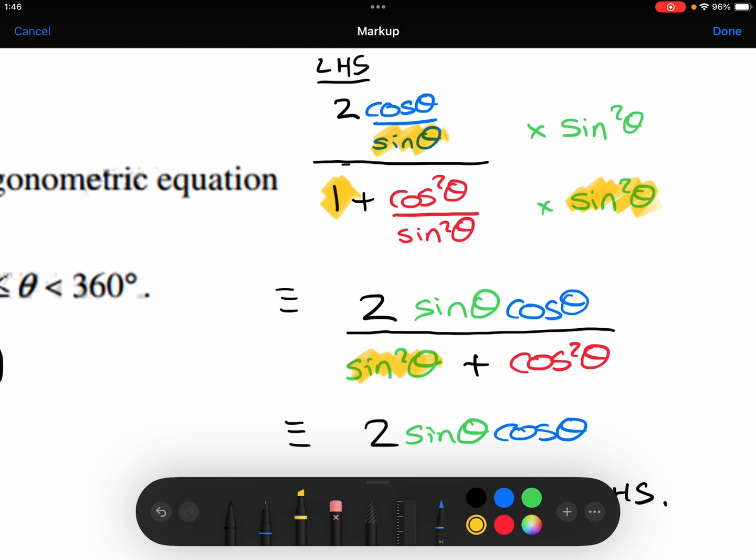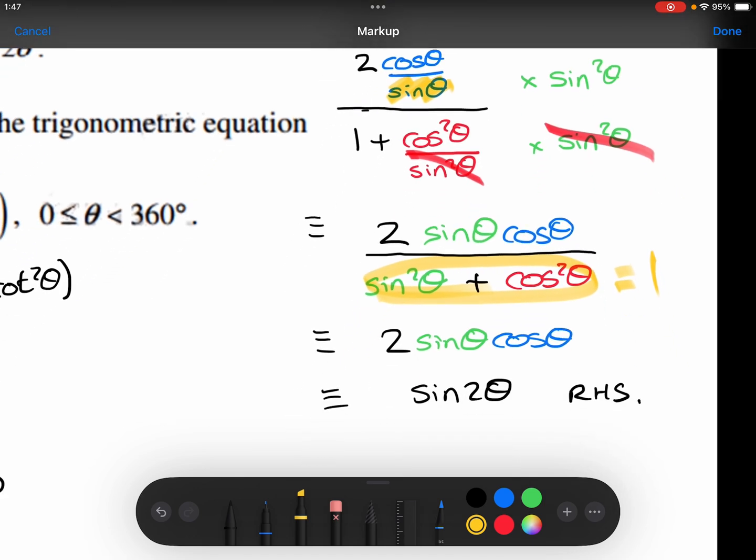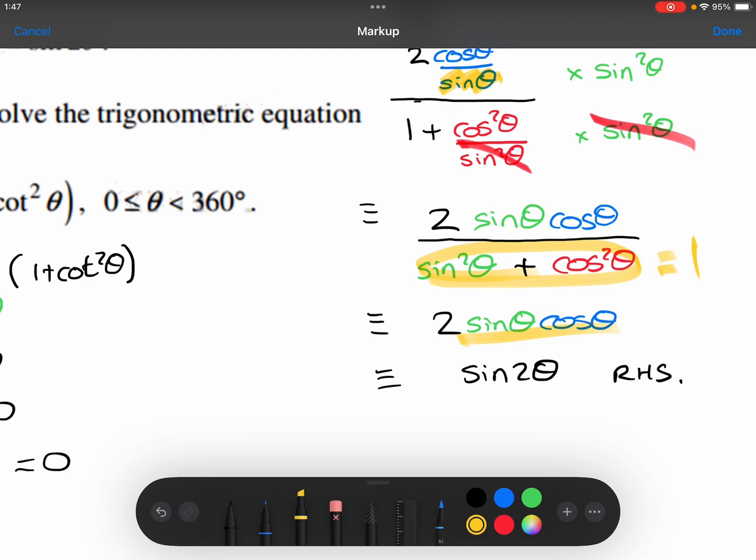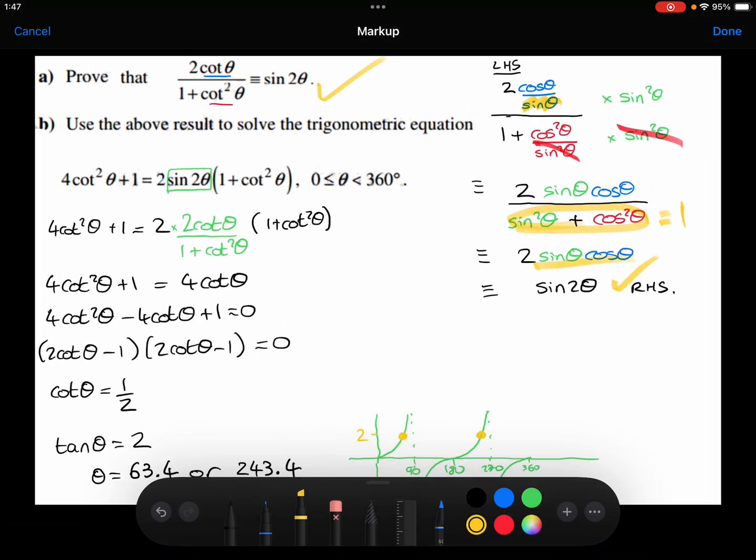And as we said before, the cos squared over sine squared times sine squared. The sine squareds are going to cancel out and just leave me with the cos squared. Next, we're looking at this sine squared plus cos squared, and we know that that's equal to 1. So we're left with 2 sine theta cos theta over 1, which is 2 sine theta cos theta. And hopefully we recognise that as being the sine double angle, which was what we needed to show.